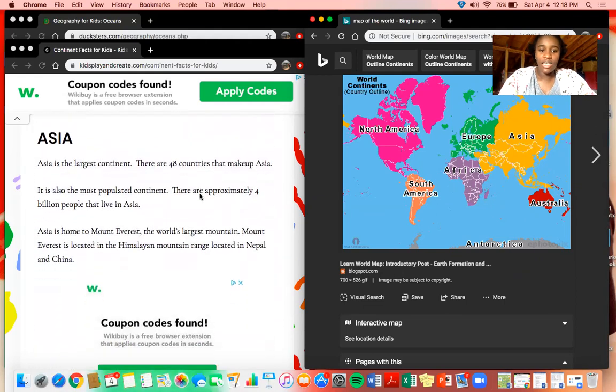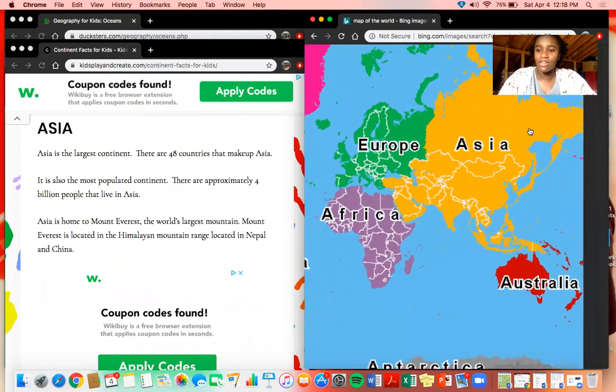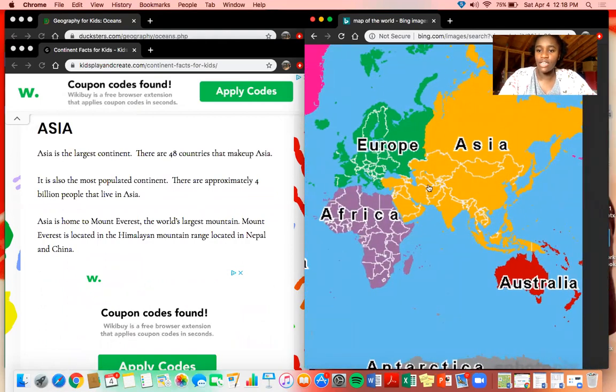So our next continent is Asia. It's this really huge yellow continent right here. It's the largest continent in the world, so it's pretty big. It has 48 countries and 4 billion people live in Asia, so that's a lot of people. So most of the world's population lives in Asia, and the world's tallest mountain is in Asia. It's called Mount Everest. You probably have heard of Mount Everest. It's a really big, tall mountain. You know, you need the gas mask to get to the top. It's really cool.